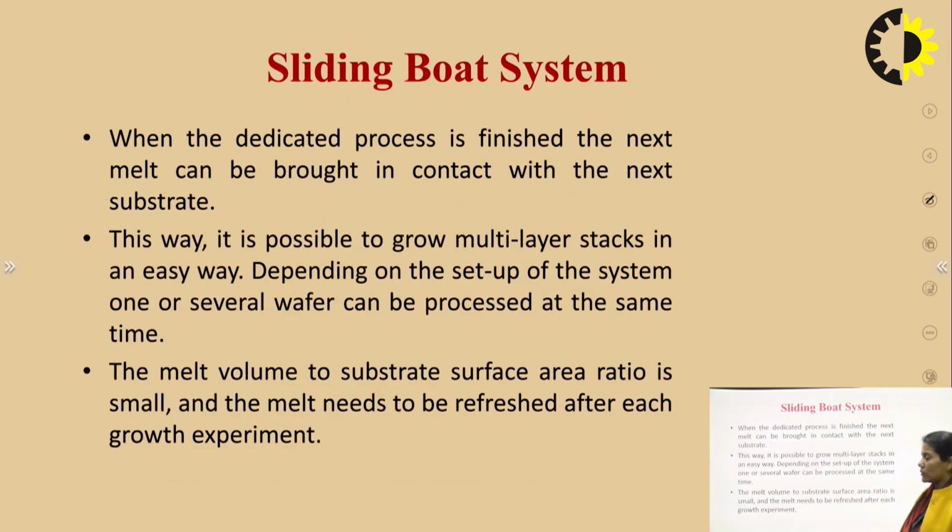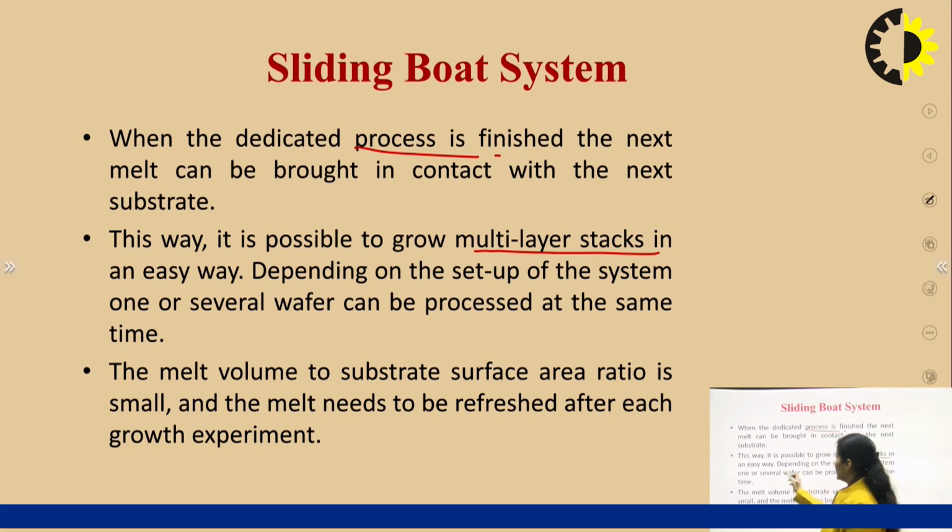Next, how is this process taking place? When the dedicated process is finished, the next melt can be brought in contact with the next substrate. So this is the process of depositing multiple layers, depositing the required monocrystalline layers on the desired substrate. This way it is possible to grow multi-layer stacks in an easy way.